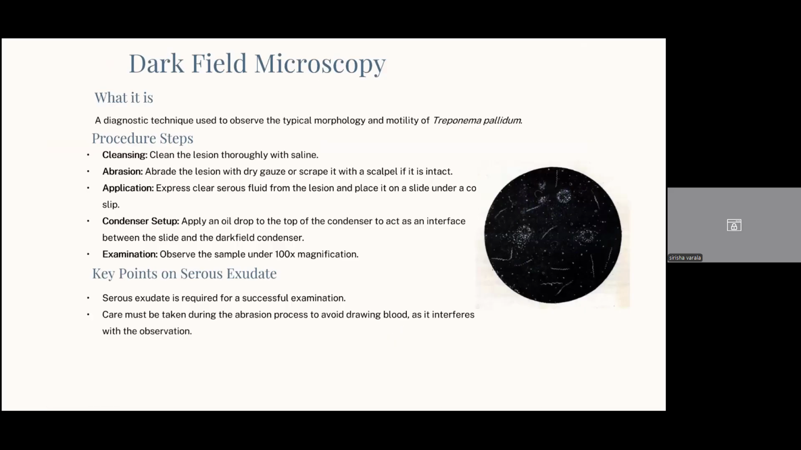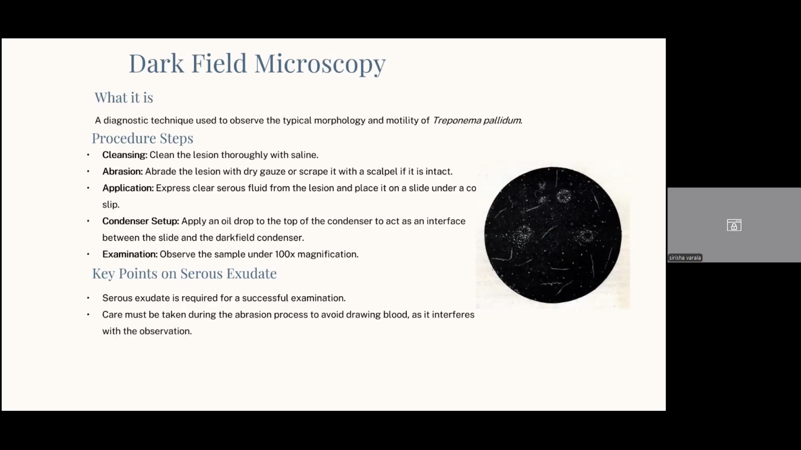Then dark ground microscopy is something that we don't do nowadays, because we need a dark ground microscope, a dark ground condenser basically, that helps in looking at Treponema pallidum. We not only look at the morphology, but we also look at the motility, how it moves. So we cleanse the lesion, be it a primary chancre or the secondary syphilis lesions, condyloma lata lesions. Then you abrade the lesion with a dry gauze, scrape it off with a scalpel, and try to express clear serous fluid. That is what we want.